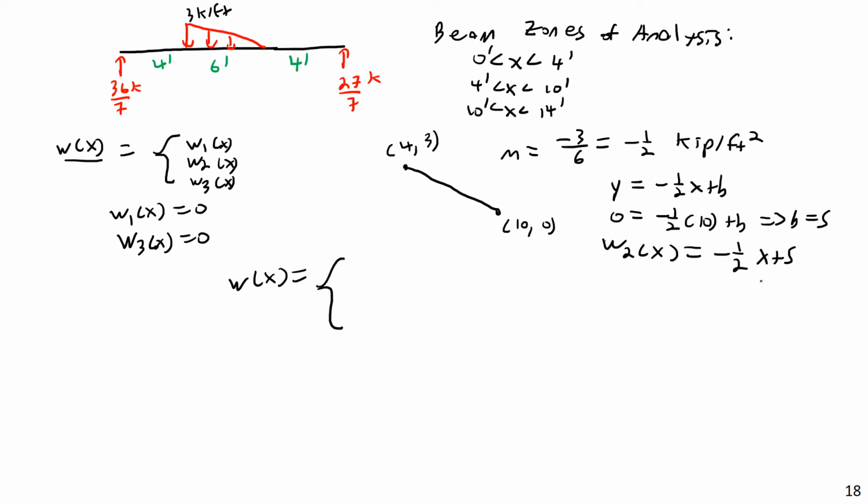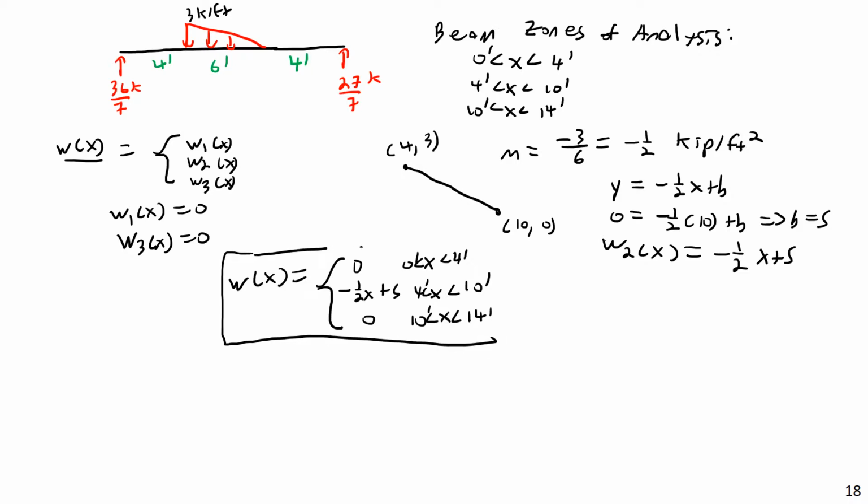So our piecewise function is going to be 0 when x is between 0 feet and 4 feet. It's going to be -1/2 x plus 5 when x is between 4 feet and 10 feet, and then 0 again when x is between 10 feet and 14 feet. And we now have our complete load function. It is very common to have zeros, especially if you don't have load over your entire beam, then you will definitely have zones where the load is actually 0.